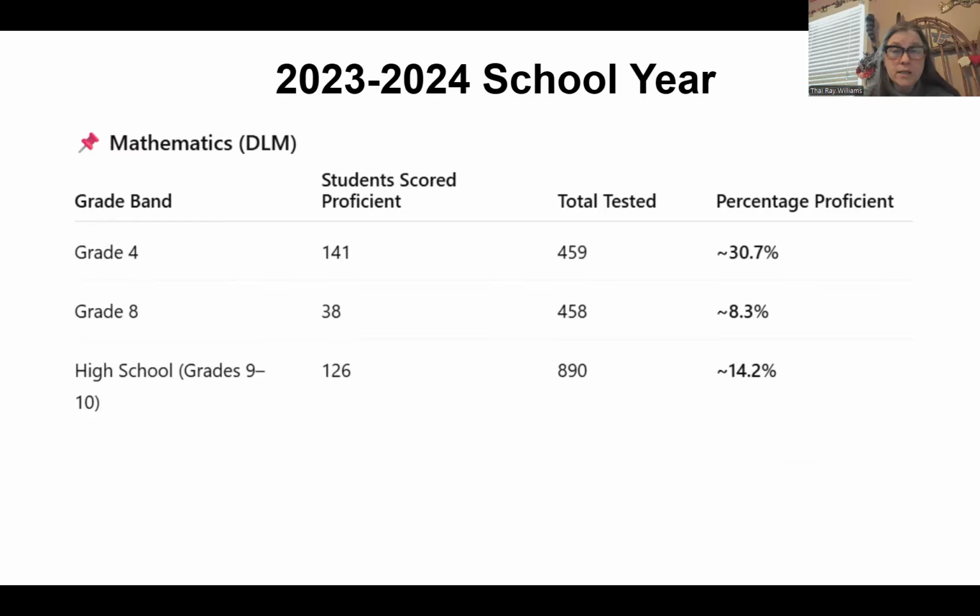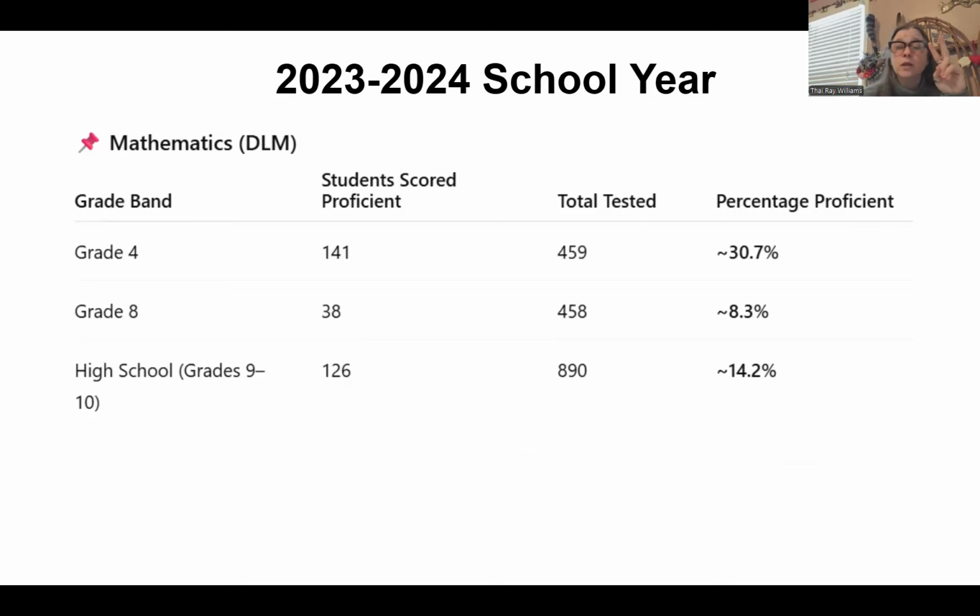And then when we look at high school, it was 14.2%. Again, 14.2%. So out of 890 students, 123 students were proficient. So why do you think that when we looked at reading, the students' scores got higher as they went along in school up through high school, but in math the scores go down? The scores go down. So I want you to think about that, and that will be question number 2.